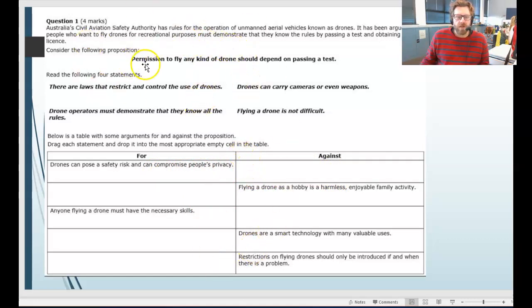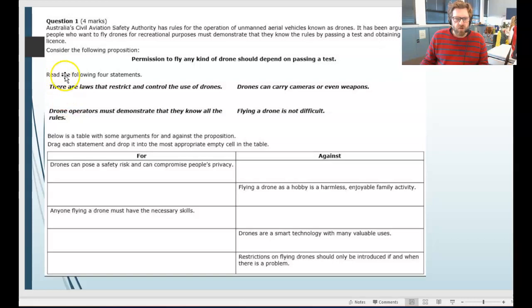So the question, let's just go through and read this question quickly. Australia's Civil Aviation Safety Authority has rules for the operation of unmanned aerial vehicles known as drones. It has been argued that people who want to fly drones for recreational purposes must demonstrate that they know the rules by passing a test and obtaining a license. Consider the following proposition. Permission to fly any kind of drone should depend on passing a test. Okay. So I won't go through and read the statements. You can pause and read through those yourself.